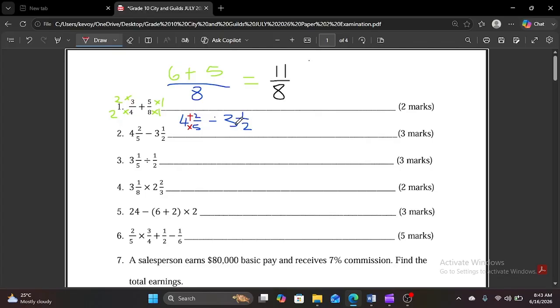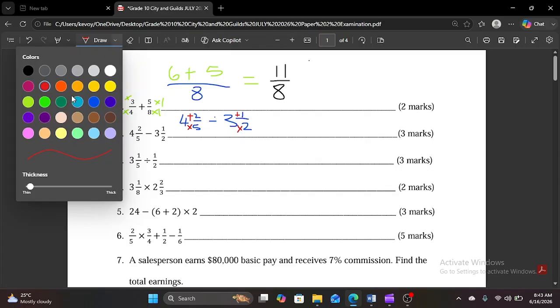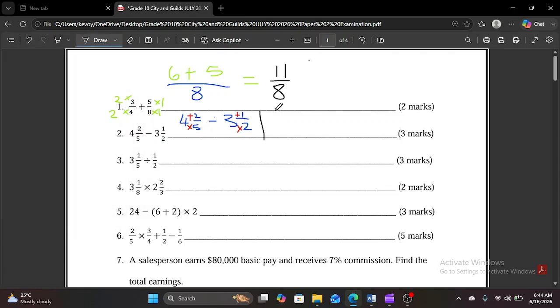Same thing right here: 3 times 2, and then we add that to 1. If we do that, we get our new fractions. 4 times 5 is 20, plus 2, that's going to be 22. So our new fraction is 22 over 5, minus 3 times 2 is 6, plus 1, that's 7 over 2. Now that we have that, we're just going to continue.